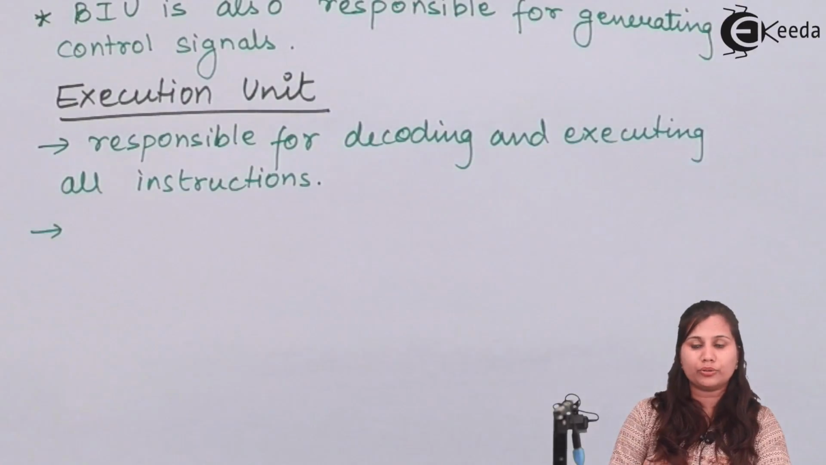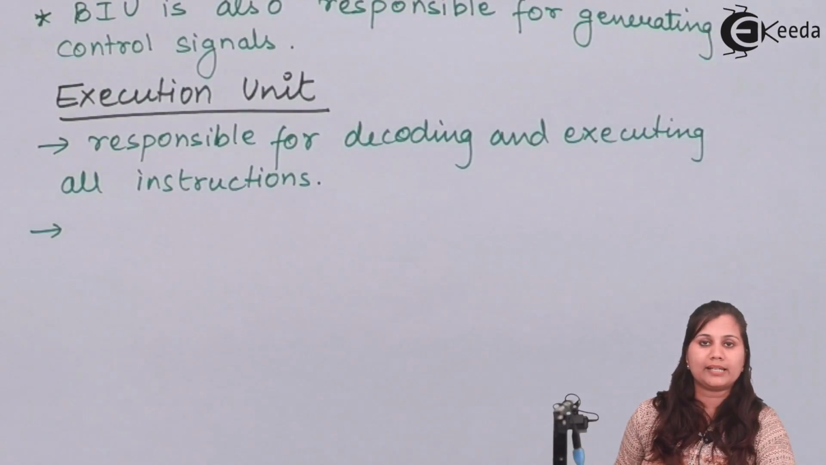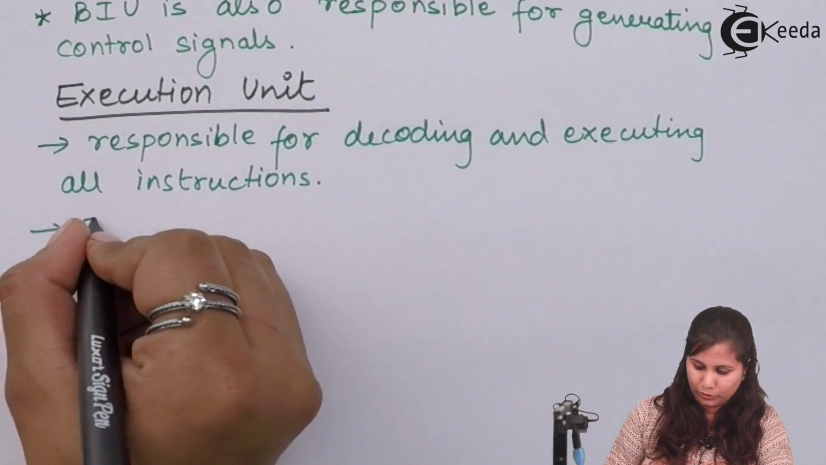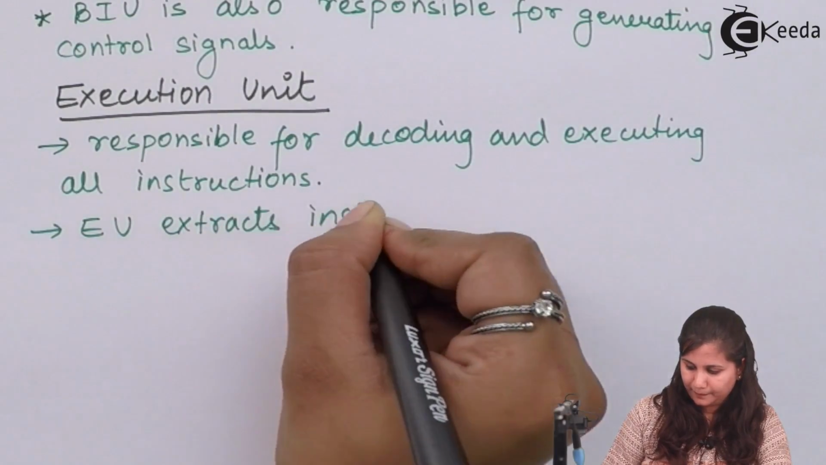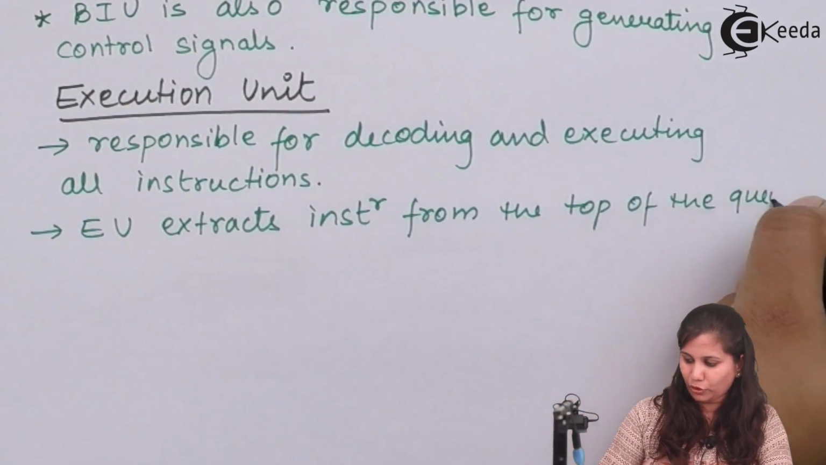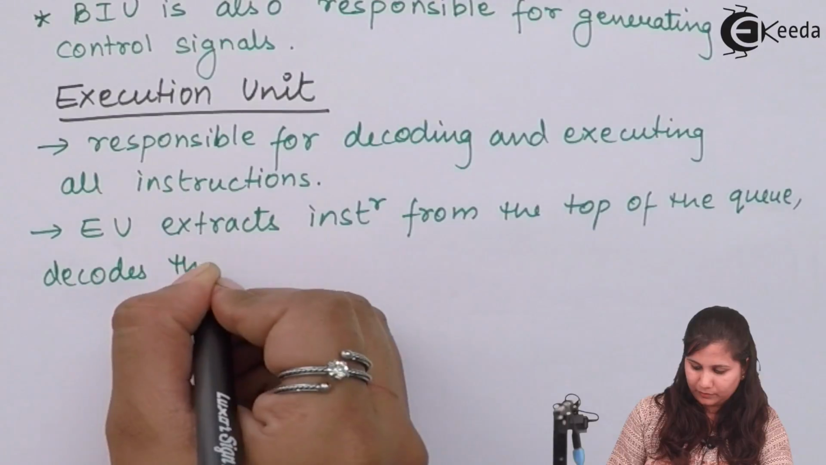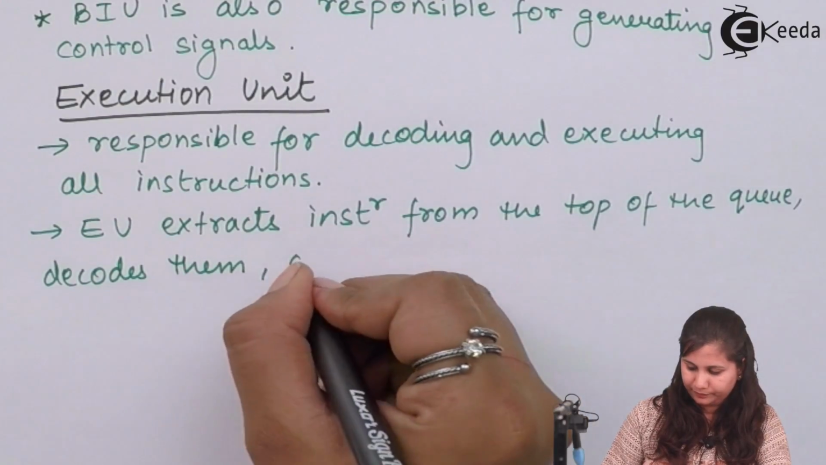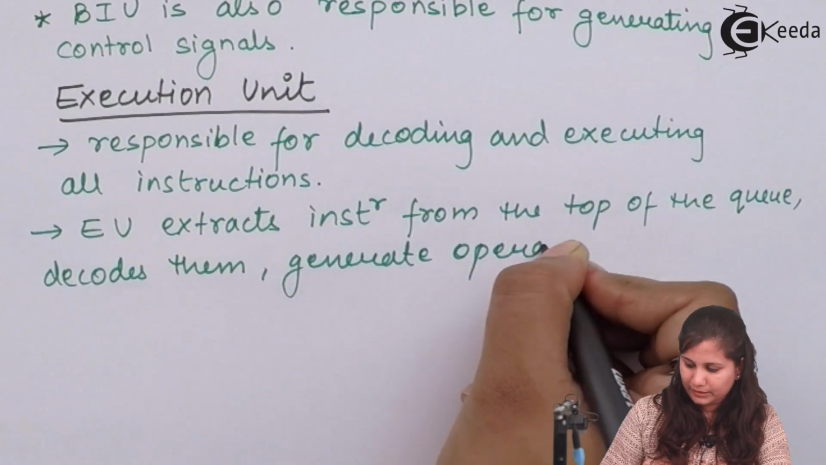So this execution unit is going to extract the instructions from the queue. The first instruction will be extracted, then it will be decoded, and then it will be executed by this unit. So the EU extracts instructions from the top of the queue, then decodes them, and generates the operands.